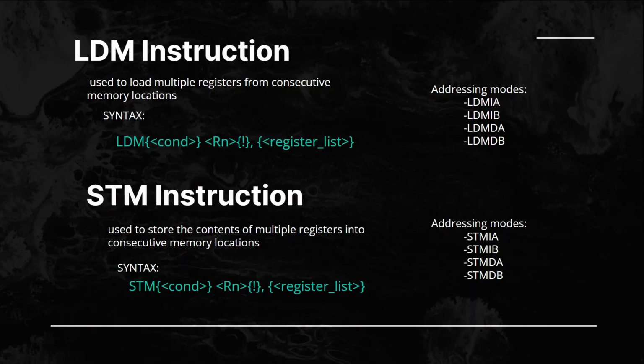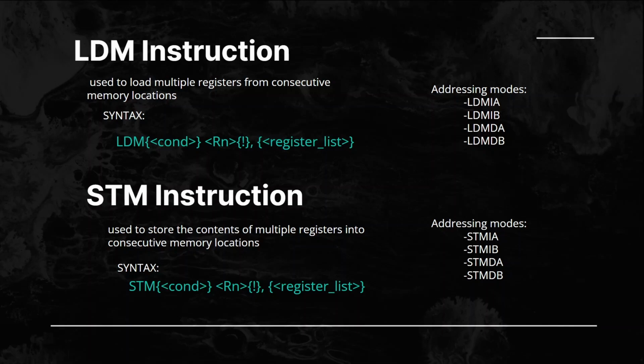Here you have the syntax for the LDM instruction. Here the condition and exclamation sign operator are really optional. You don't require them. If you use the exclamation sign operator, it indicates that the base register, that is Rn, should be updated after the operation. In the register list, you put the registers where you are going to move the values from the memory locations.